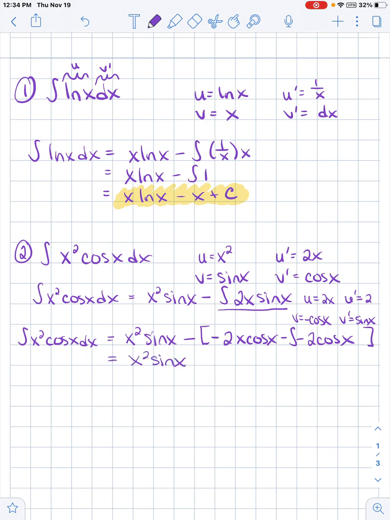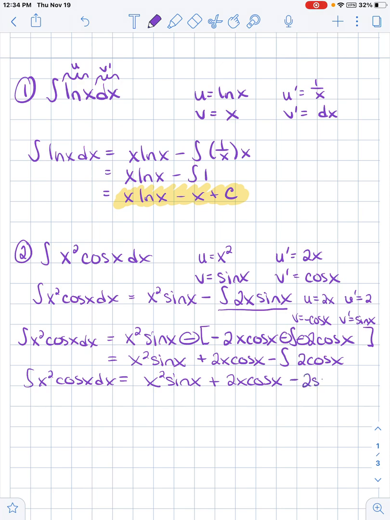Got x squared sine x minus the negative 2x cosine x, so this becomes plus 2x cosine x. And then this is negative and this is negative, that becomes plus. But then if I distribute that negative, it becomes minus. So minus the antiderivative of 2 cosine x. Okay, now that I've done all of that, I can write my final answer, because now I can find the antiderivative of 2 cosine x, and that is 2 sine x. So it's minus 2 sine x plus c.